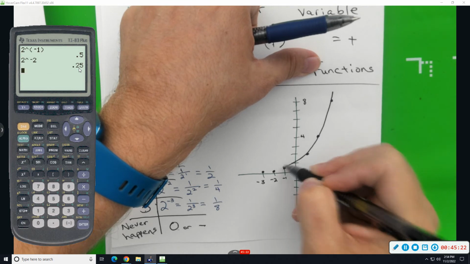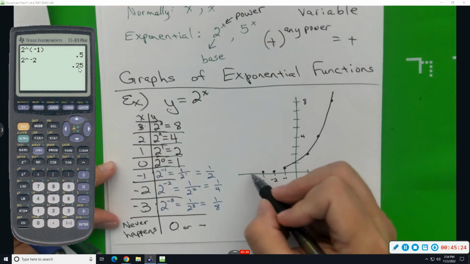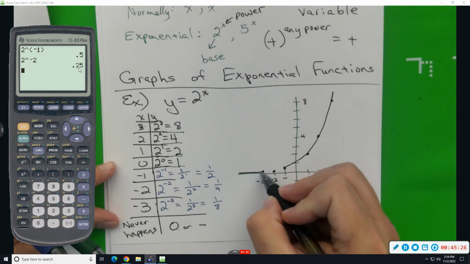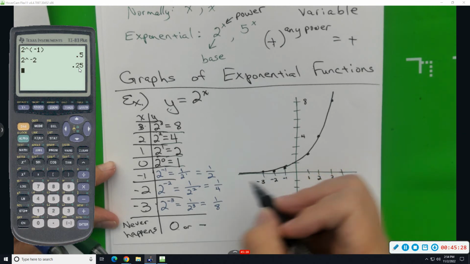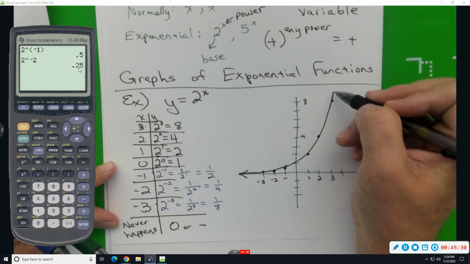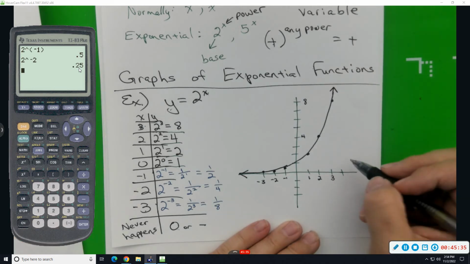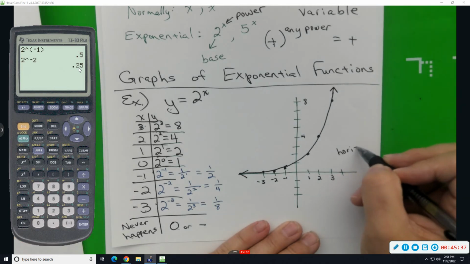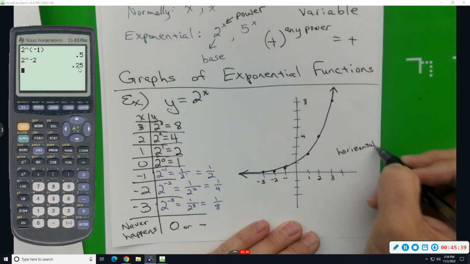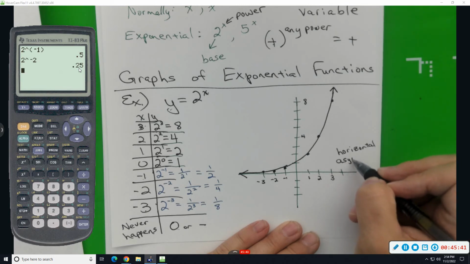We say that this graph is approaching the x-axis asymptotically. Likewise, the x-axis is a horizontal asymptote.